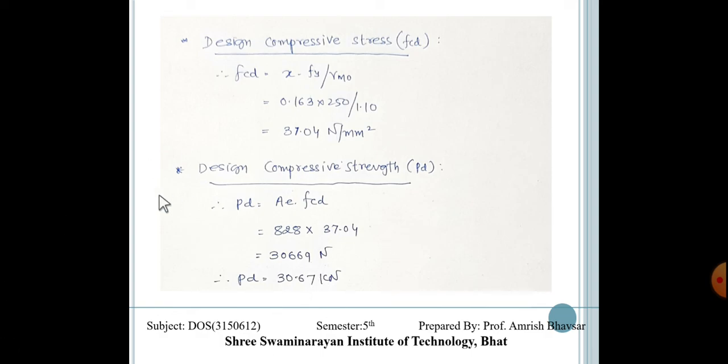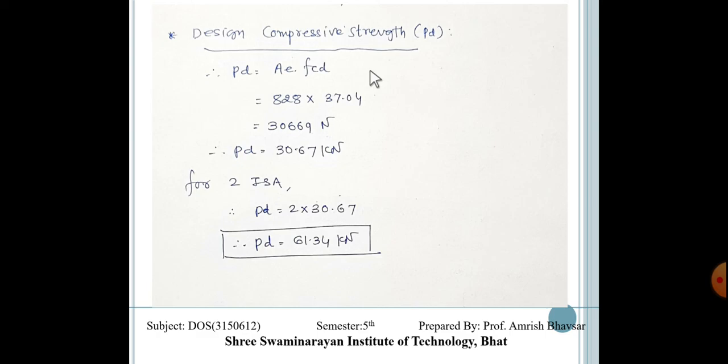Clear? So we have two ISA, so PD is equal to AE into FCD, and actually that is 30.67. For 2 ISA it is multiplied by 2, that is 61.34 kilonewton. So this much force only can be taken by our section. So it is very important to consider that whenever our section is eccentric, then the capacity of taking the compressive load is reduced.